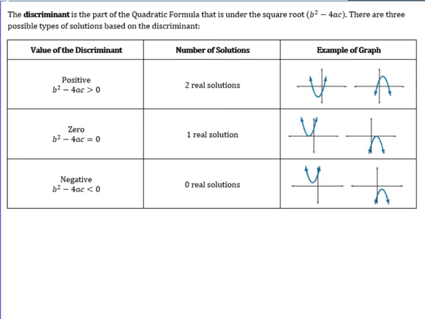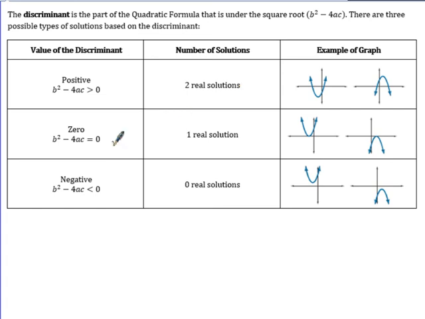Okay, next thing we're going to talk about is something called the discriminant. That's the part of the quadratic formula that's under the square root, that b squared minus 4ac. And the discriminant helps us figure out how many solutions something has. If the discriminant is positive, so if you plug in the numbers for b squared minus 4ac and you get any positive number, there are two real solutions. And if you think about it, that makes sense because if I take the square root of something, I have to do plus or minus. So those are my two solutions, the plus and the minus.